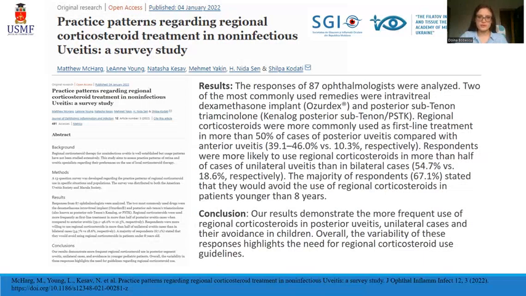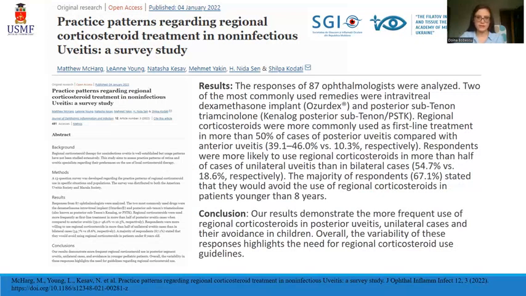87 ophthalmologists were asked about this treatment, and two of the most commonly used remedies were dexamethasone implant, Ozurdex, and posterior subtenon triamcinolone, or Kenalog posterior subtenon. Regional corticosteroids were more commonly used as first-line treatment in more than 50% of cases of posterior uveitis compared with anterior uveitis.